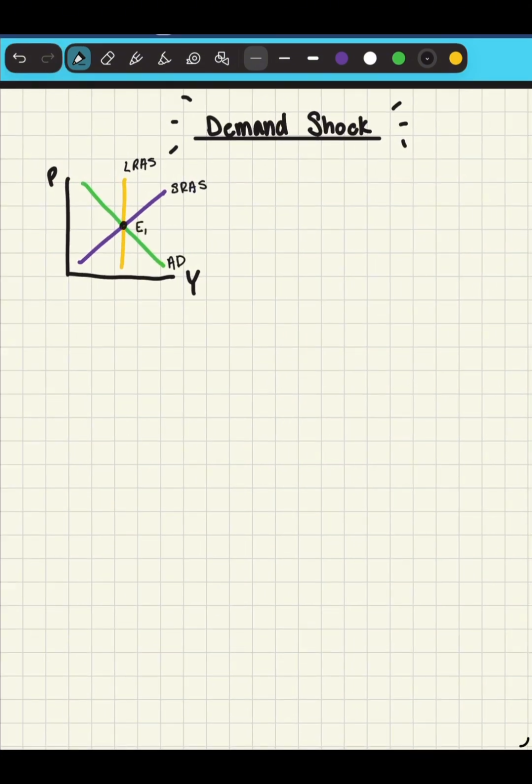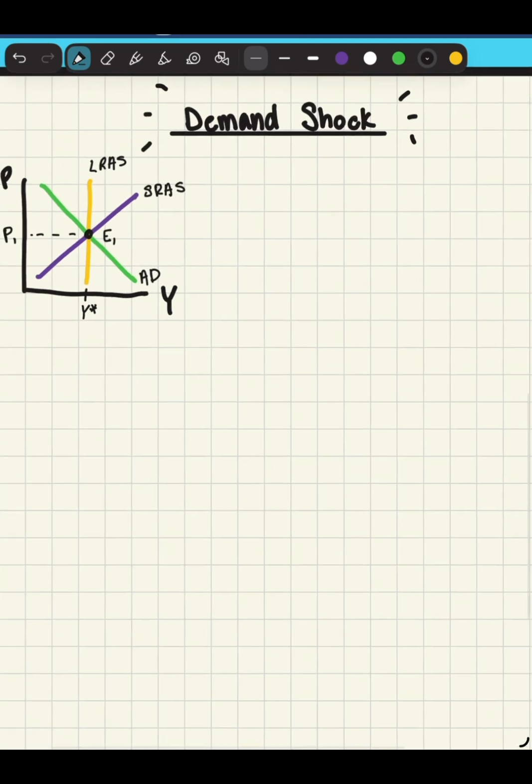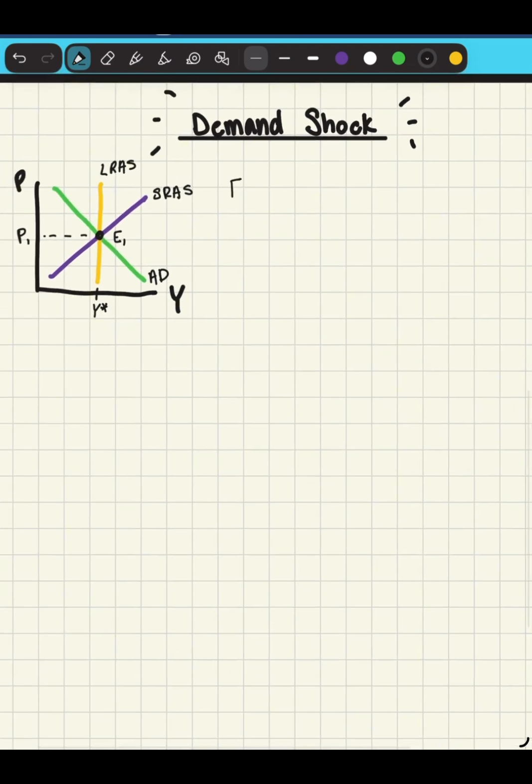So we're going to start with E1, where all the lines intersect, and then we are going to label Y star, and then we are going to label P. So on this graph, E1 is going to stand for the initial long-run equilibrium.